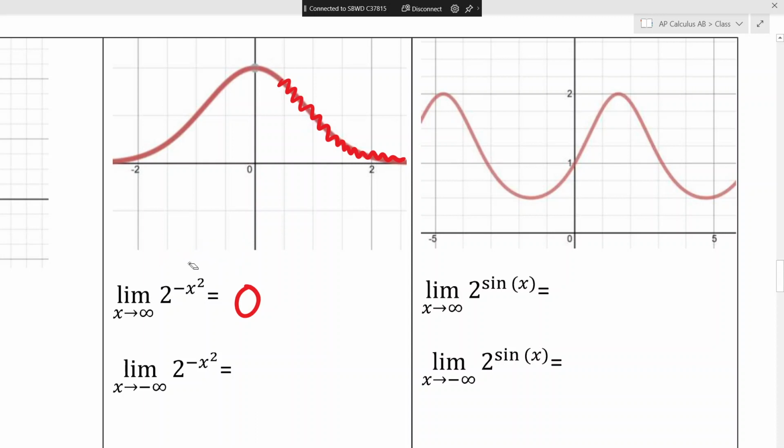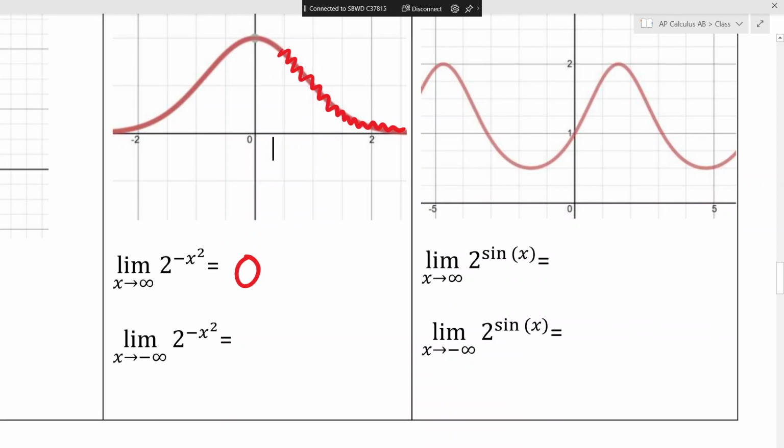Okay, but just because one side's 0 doesn't mean the other side's not 0. As I approach negative infinity, like negative a million, you're going to square it, which makes it positive, but then you're going to make it negative. So it's 2 to a huge negative number, and that's going to approach 0, which you see happening on the graph. Okay?